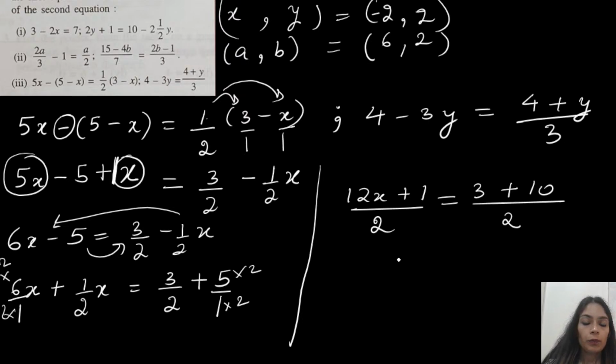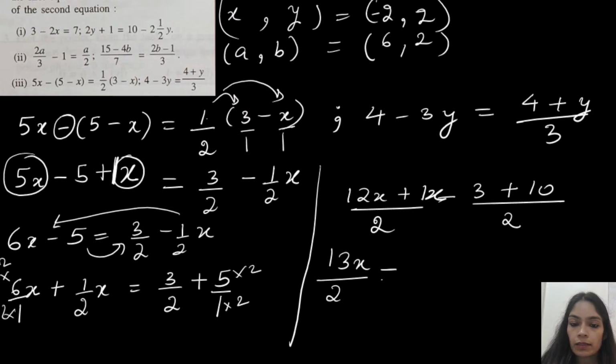Again, both sides have a 2, so directly what we can do is shift one of the 2 to the other side. So this is 12x plus 1. I am just shifting the other 2 to the other side. This is 1x, this is 1x. Now we can simplify this. So this will become 13x by 2, because 12 plus 1 is 13.